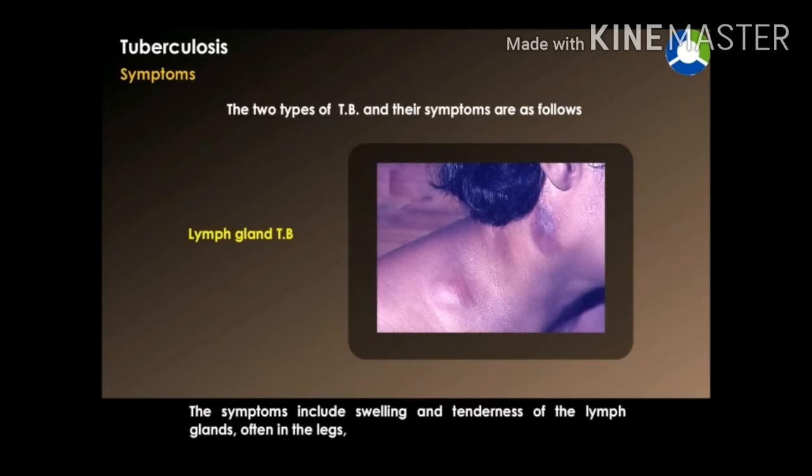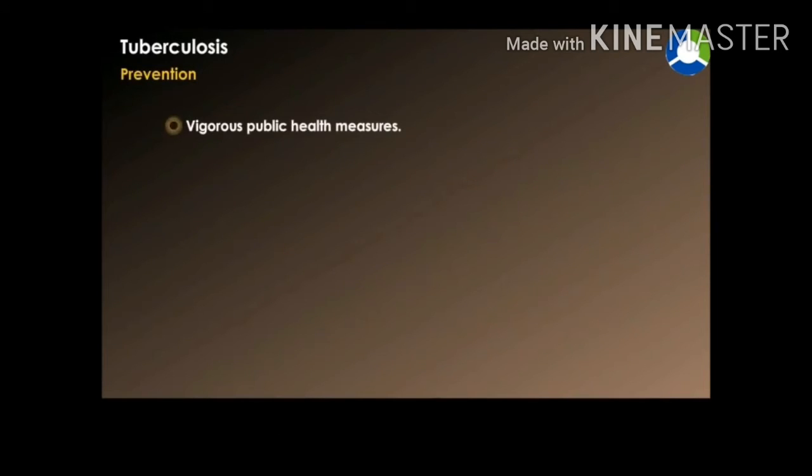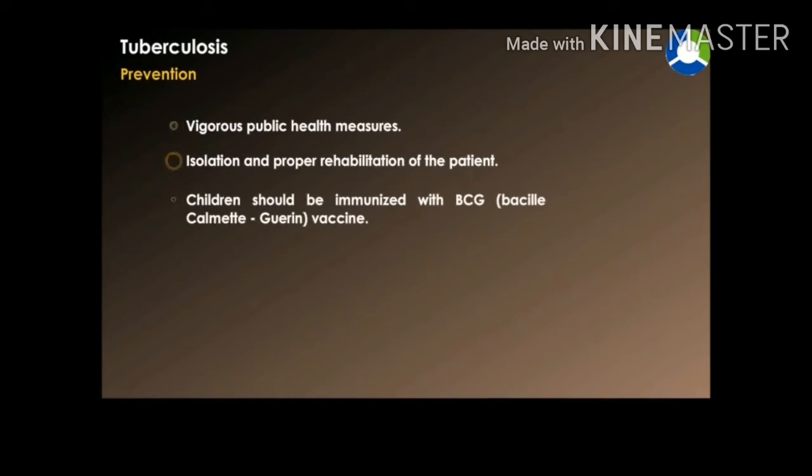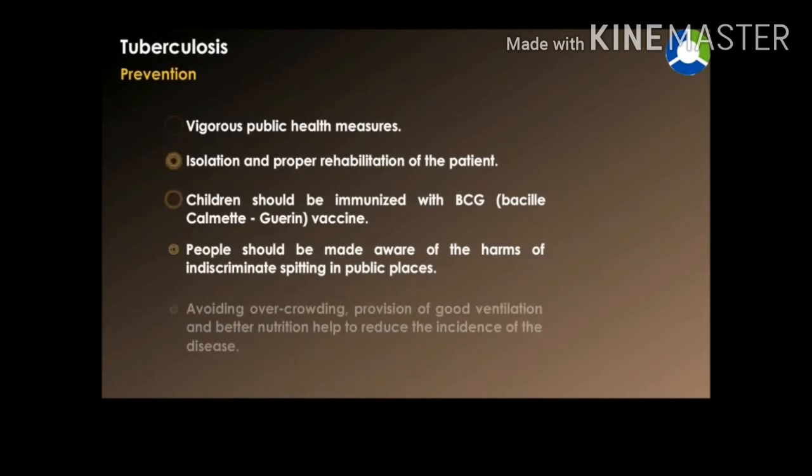Lymph gland TB. The symptoms include swelling and tenderness of the lymph glands, often in the legs, which may discharge through the skin. Prevention. Vigorous public health measures. Isolation and proper rehabilitation of the patient. Children should be immunized with BCG, Bacillus Calmette-Guerin vaccine. People should be made aware of the harms of indiscriminate spitting in public places. Avoiding overcrowding, provision of good ventilation, and better nutrition help to reduce the incidence of the disease.